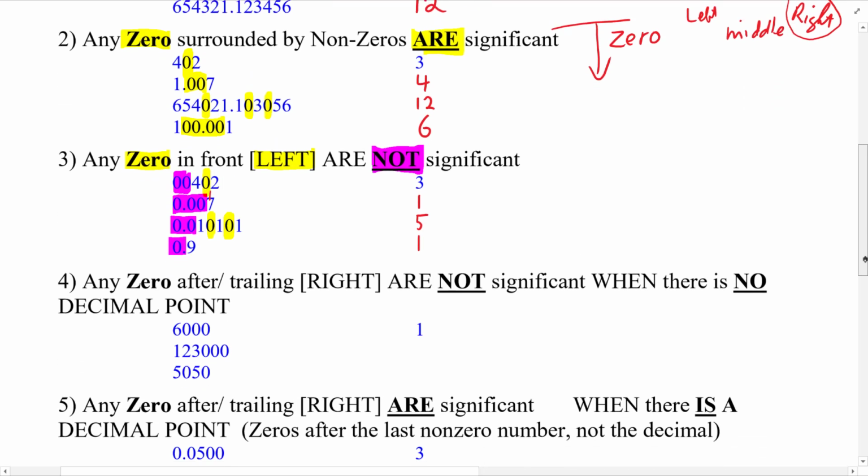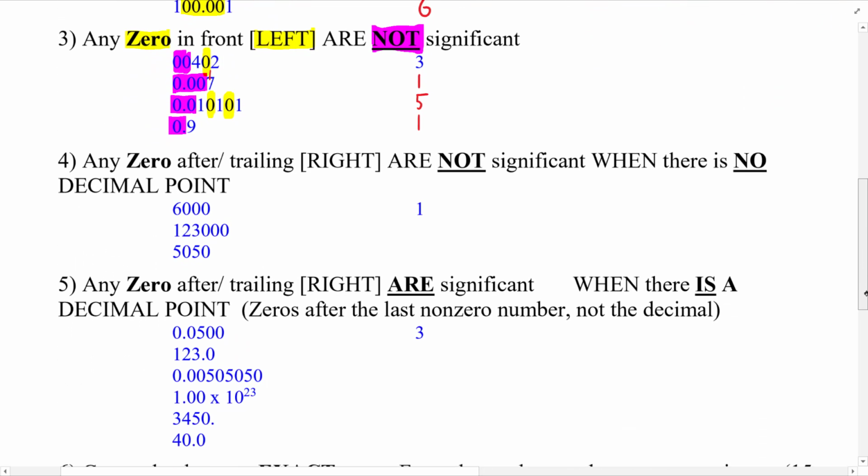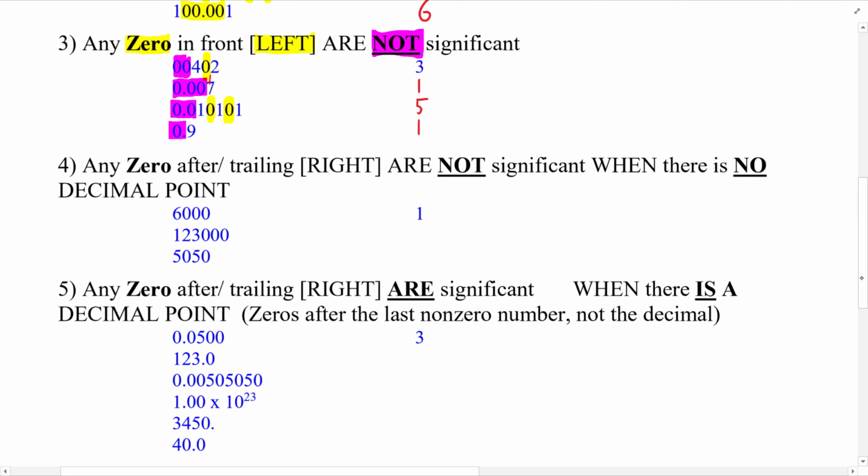But there are 2 rules for that, because we now have to split it down and get a little bit more detailed. It depends on whether there is no decimal point or if there is a decimal point in the number, anywhere in the number. Okay, let's just identify the decimal points with this green. There's none in this one, and every one of these has a decimal point down here.